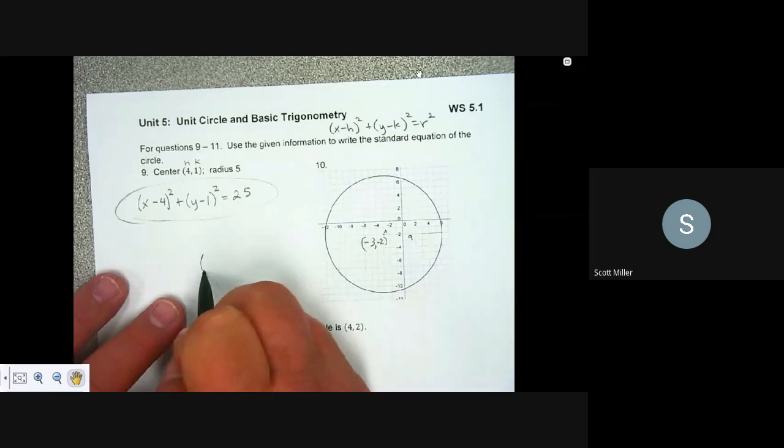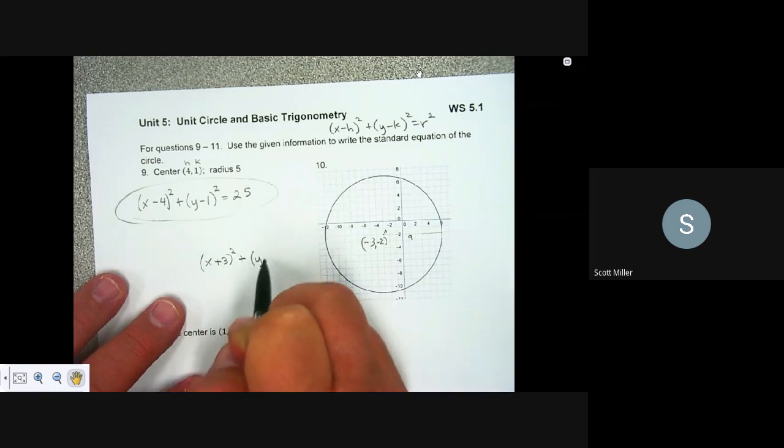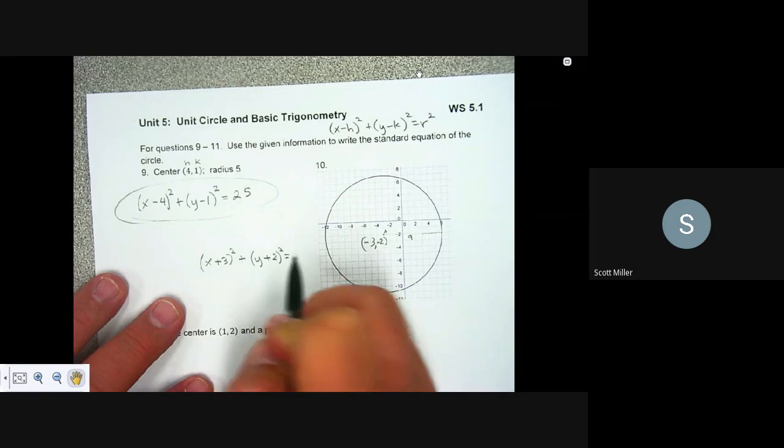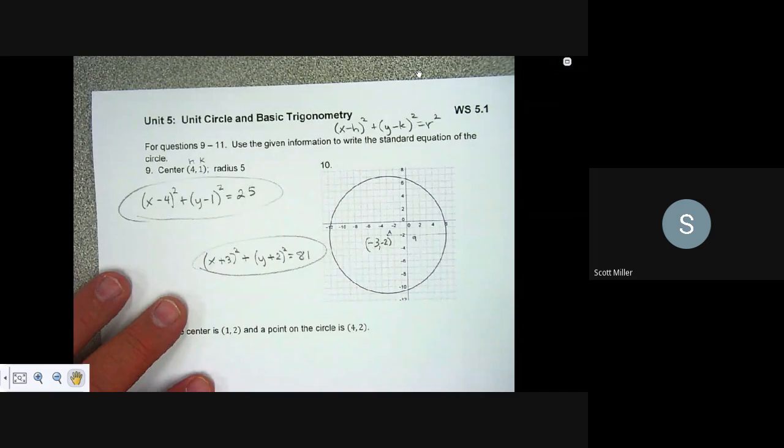And so now I can write my equation. It is x minus a -3 plus y minus a -2 equals 9 squared, 81. And that's how that works.